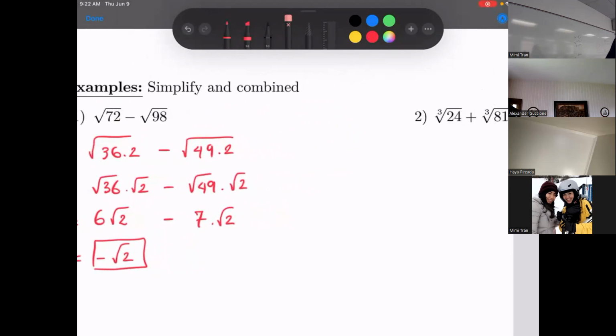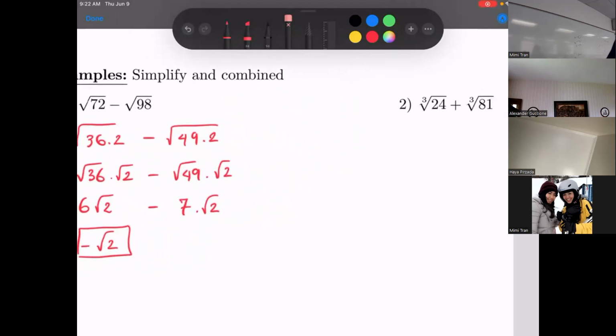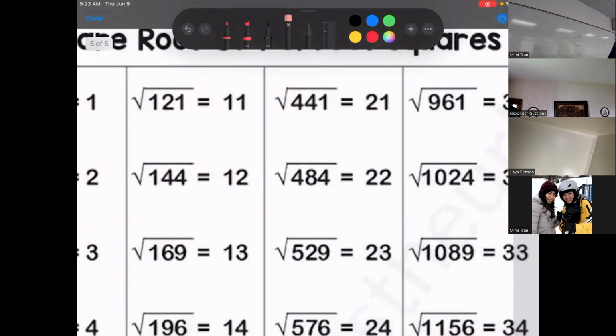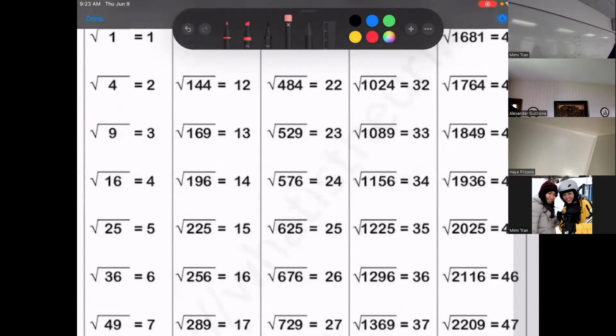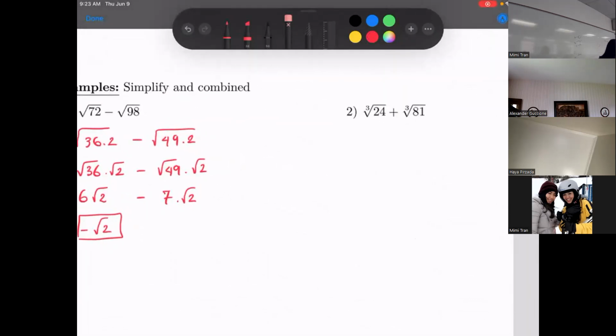All right. Why don't you guys try number 2? It's a cube root now. Again, if you get stuck, there's a table. Actually, this table doesn't help you because it's for square roots. My bad. But yeah, try your best.